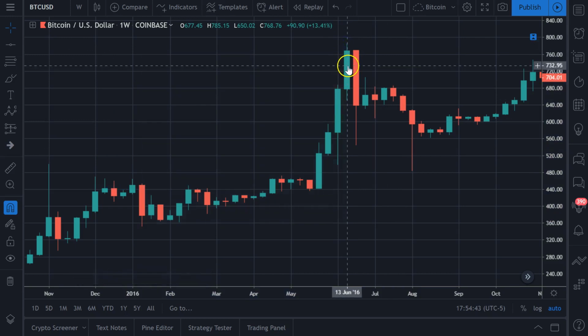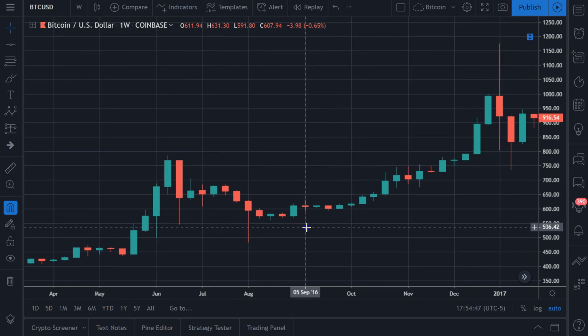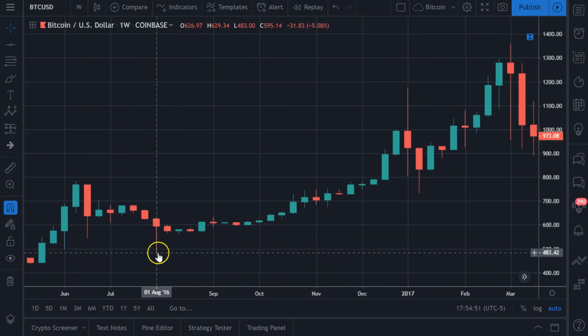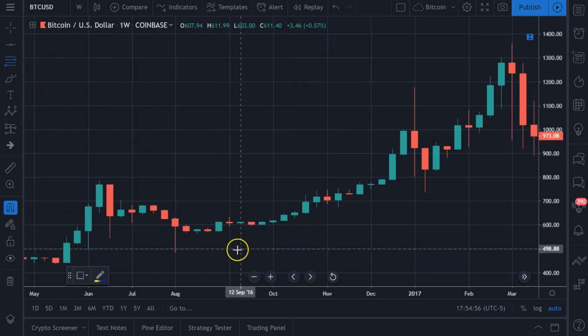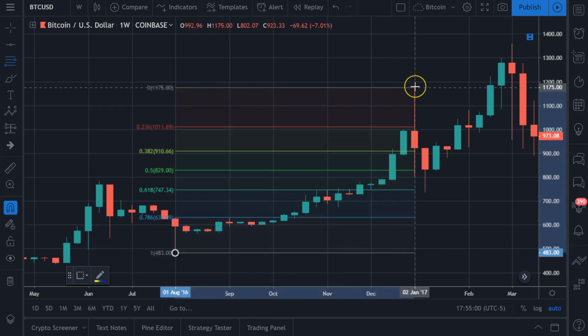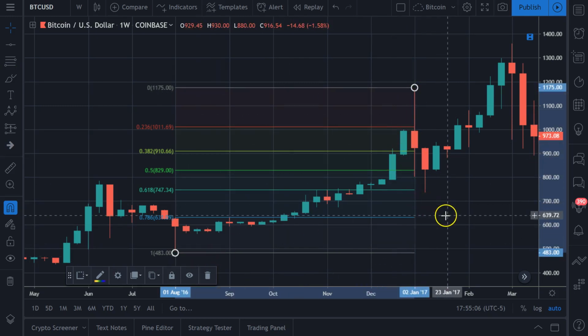So at this point, we're now in June of 2016. So we just went through a year and a half of Bitcoin's history, and every single time it came down to the 50 fib or the 61.8 fib or greater. So let's measure our next move. Here's our next move, and this one was from August of 2016 up through January of 2017, so about a 4 to 5 month period. It went from a low of 483 to a high of 1175.